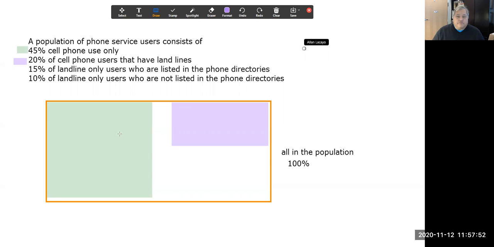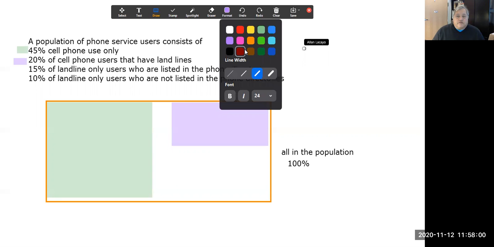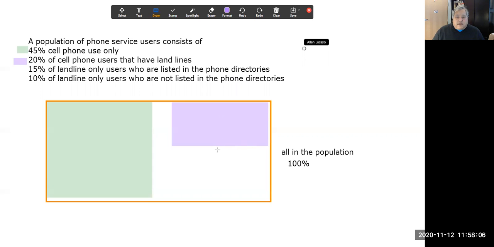Then 10% of people have landlines, only landlines, so they don't intersect with either the purple people or the green people. And they are not listed in the phone book. So I'm going to put these people in a blue color. And this blue color is going to be half of the purple color. So that 10% are these people.